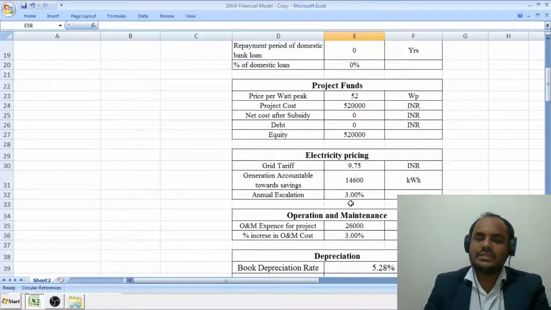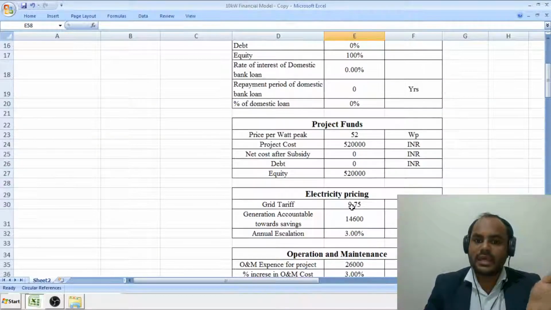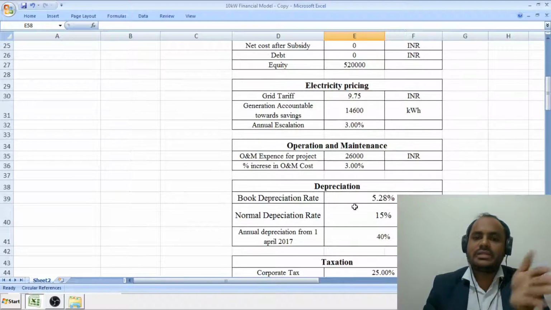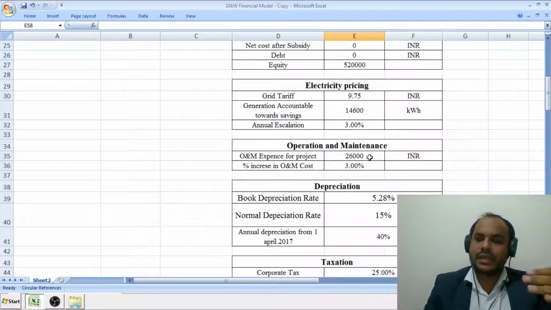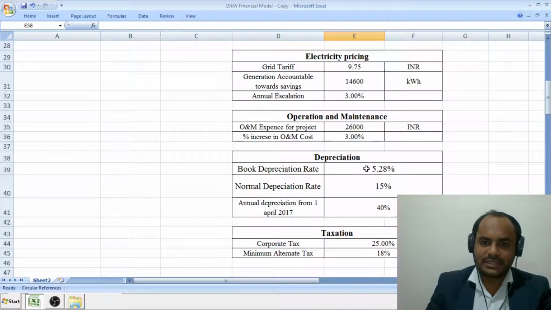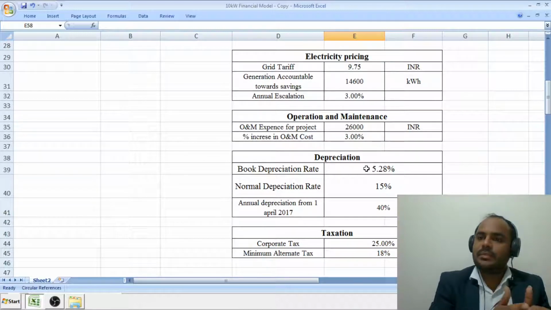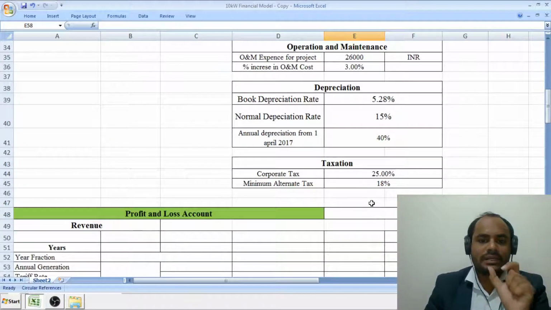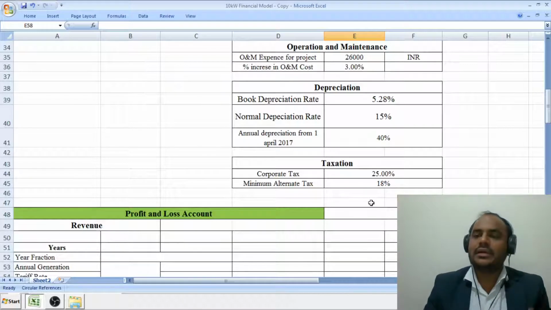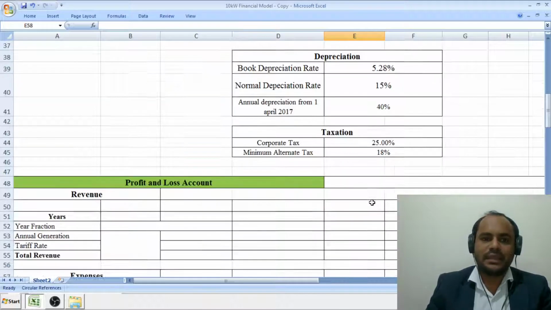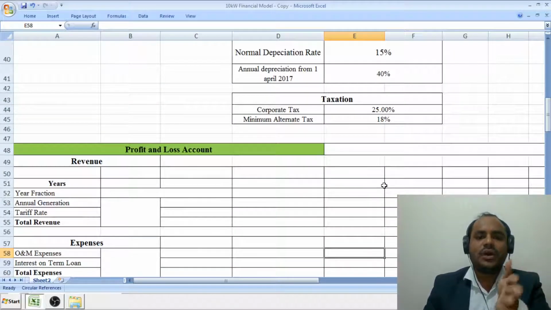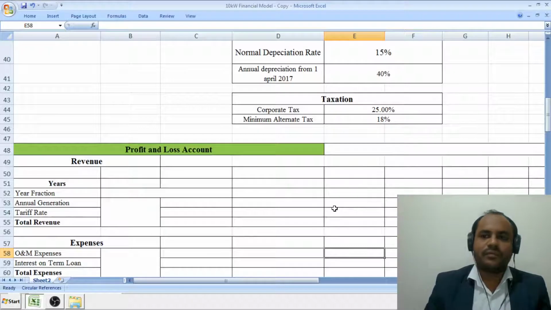Third parameter, we decided what the electricity pricing will be and what project funds are required. Next, we discussed the operation and maintenance parameters, escalation in the price of operation and maintenance, and depreciation rates, considering the book depreciation, the normal rate of depreciation and the accelerated rate of depreciation. And lastly, we considered the tax percentages, the corporate tax and the minimum alternate tax. Now, in the second part of the financial modeling, we are going to consider the profit and loss account statement for the 10 kilowatt model.